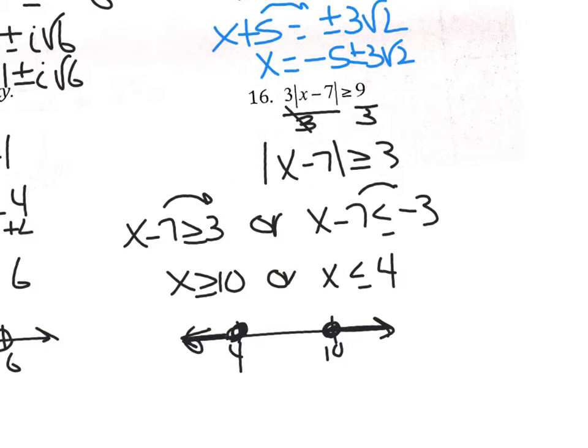Number 16 is greater than, because it's an "or." It's a greater than. Divide both sides by 3. And you get this once it's by itself. Because it's greater, you have to write the word "or."